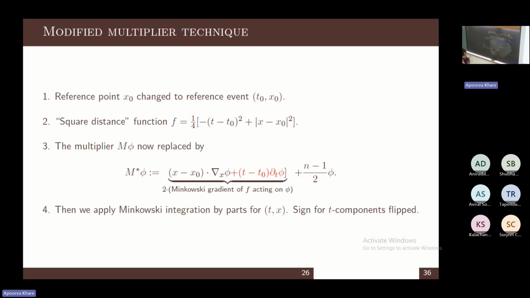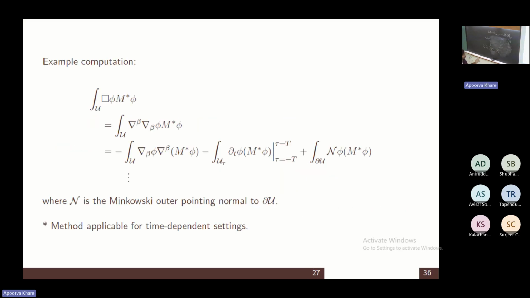Now that you have all this, you just need to apply Minkowski integration by parts. The new thing is that when you do integration by parts, not just the spatial boundary but the temporal boundary will also contribute. Over there, the signs for the t components are going to be flipped. If you remember this, you can do integration by parts. I have a very quick illustration, not the full calculation, of how it's done. So let's say you start from here.